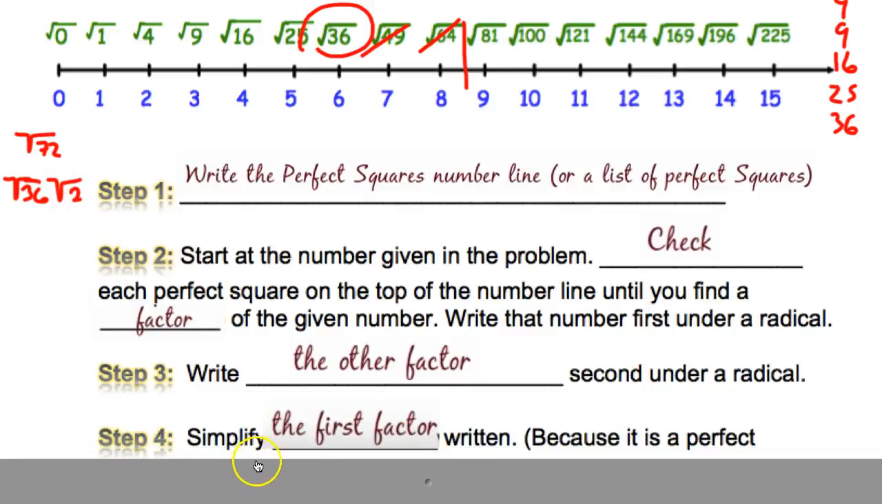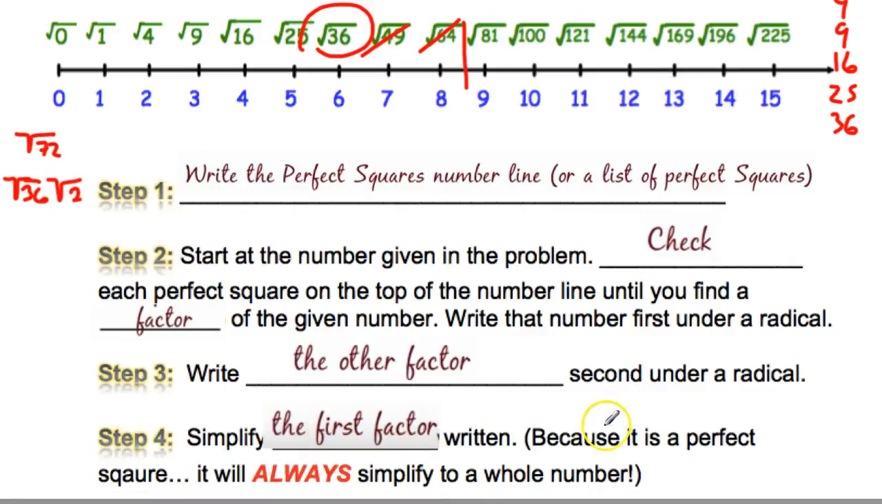Now it says simplify the first factor written. Because it's a perfect square, it will always simplify to a whole number. If you choose one of these numbers on top, it will always simplify to the number below it, right? So the square root of 36 is 6. So my answer simplified is 6 square root 2. Boom, and just like that.